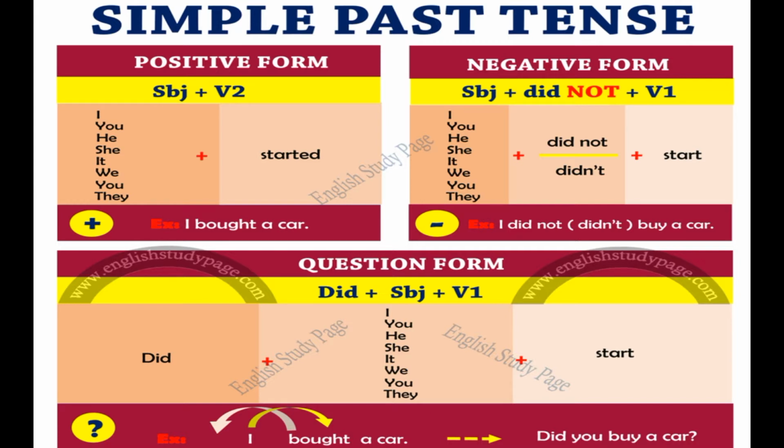Then we have the negative form. We need to use a subject plus the auxiliary did plus not. We form did not, or we can use didn't in the contraction form, plus a verb in base form. In this case, we don't use -ed. Then we have the question form. First, we have to put the did or the auxiliary at the beginning.